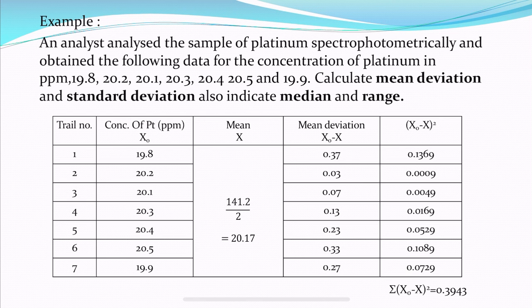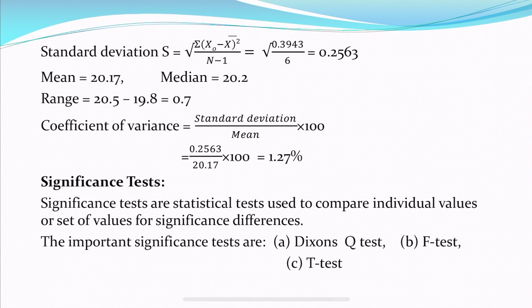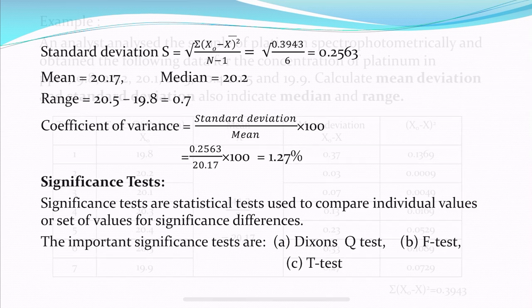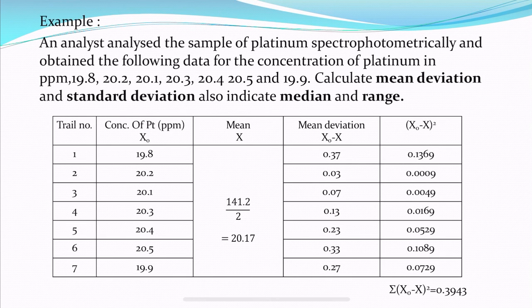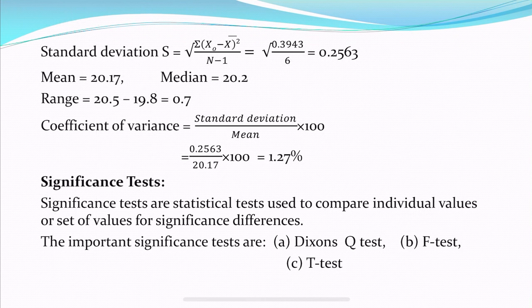Okay. So now I have got all the values required to calculate the standard deviation. So what is the equation for standard deviation? S is equal to the square root of sigma of x naught minus x bar the whole squared divided by n minus 1. Here I have calculated the sigma of x naught minus x bar the whole squared value, that is 0.39443. Okay, so substitute that value.